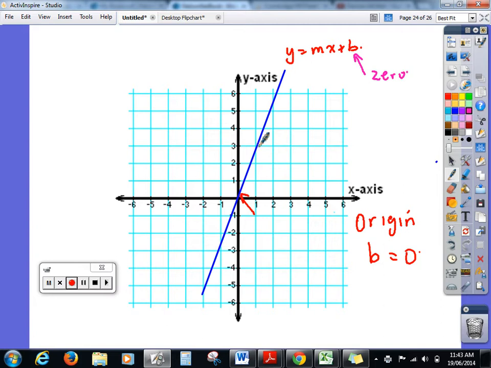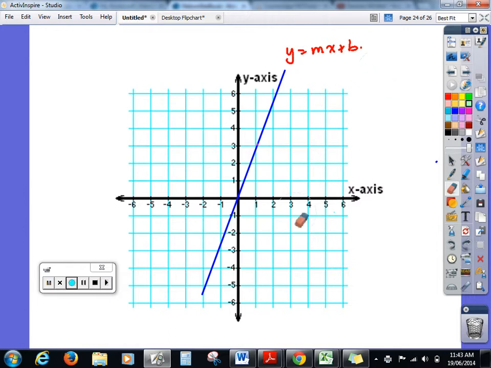And gradient, we make any triangle that's 3 high and 1 across, so the gradient is vertical rise over horizontal run, so it's 3 over 1. I prefer to use it this way rather than the formula because it's much more straightforward. So the equation of this line is y equals 3x plus 0, which is just y equals 3x.